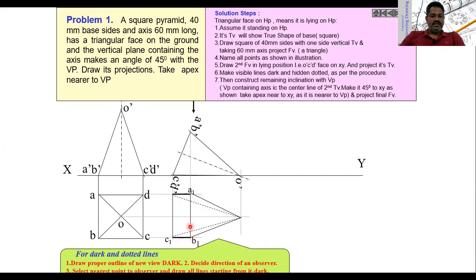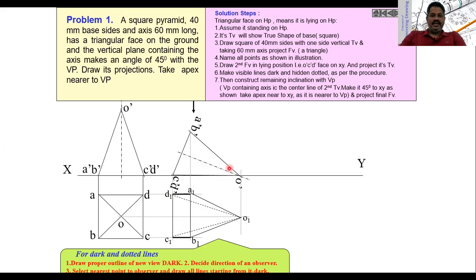Of course, this is AB, and C1 and O1. Of course, I am naming this as O1 here. C1 O1 is a dotted line because it is going backside to the solid. Then O1 D1 is also going backside to the solid, so we need to represent that edge as a dotted line here.